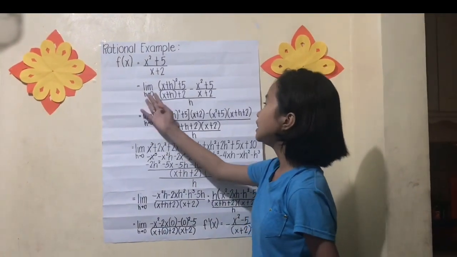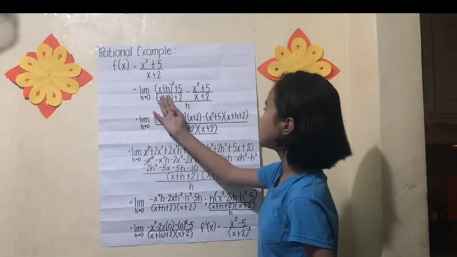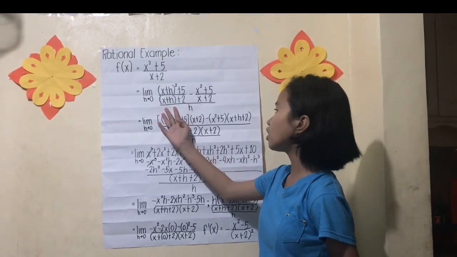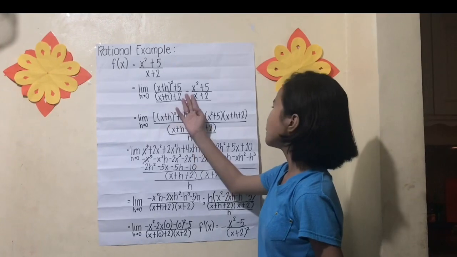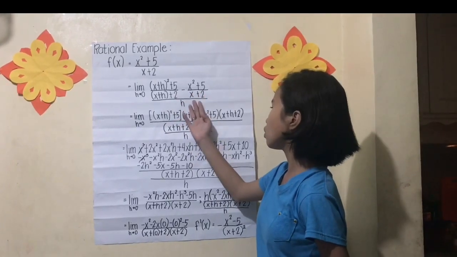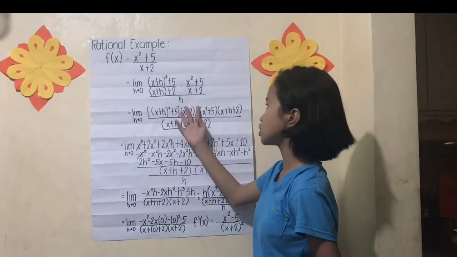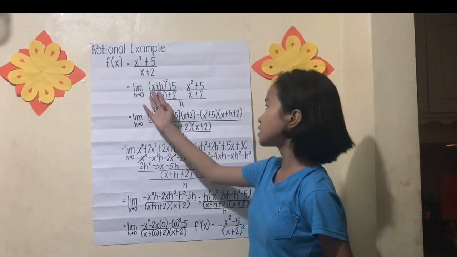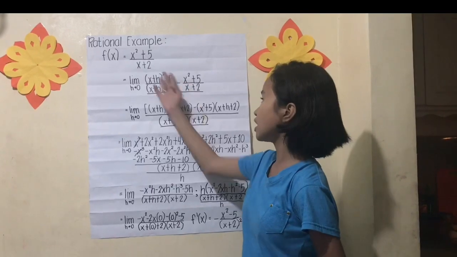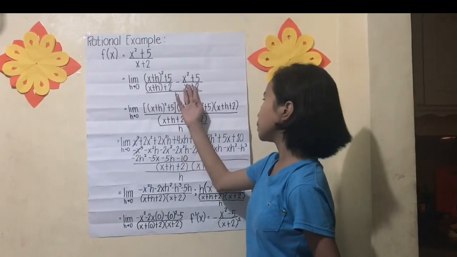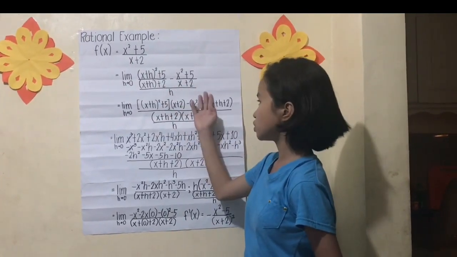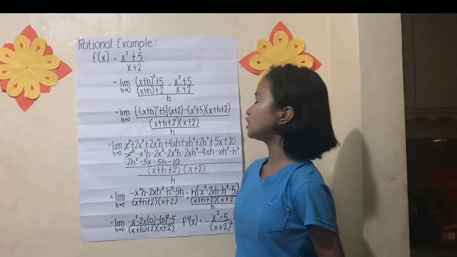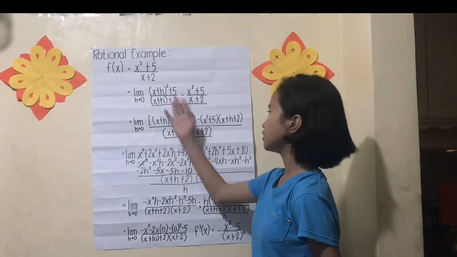Here we have the limit of ((x + h)² + 5)/((x + h) + 2) minus (x² + 5)/(x + 2), all over h. As you can see, we substitute x with x + h, and then we subtract f(x), which is (x² + 5)/(x + 2), and then divide by h. Then we need to find the LCD of these terms.